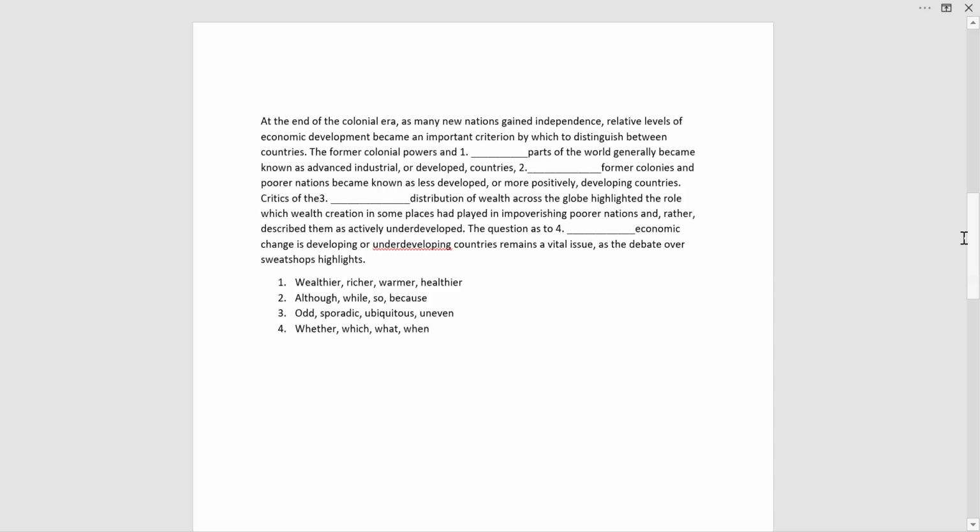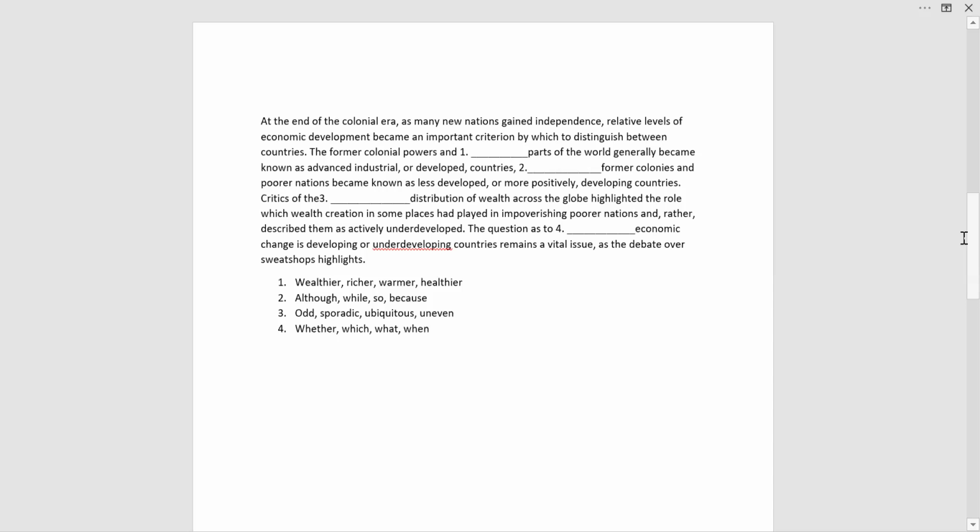The second one: generally became known as advanced industrial or developed countries. And the second answer: while former colonies and poorer nations became known as less developed or, more positively, developing countries, right? So the wealthier parts generally became known as advanced, industrial or developed, while the former colonies became, more positively, developing. And then critics of the third option, critics of the uneven distribution of wealth, because some become rich, some become poor. Critics of that uneven distribution of wealth across the globe highlighted the role which wealth creation in some places had played in impoverishing poorer nations, and rather described them as actively underdeveloped.